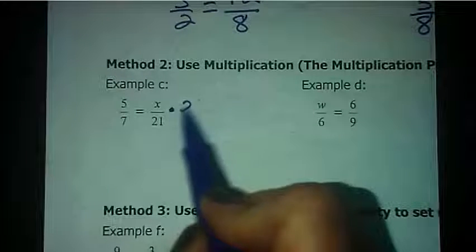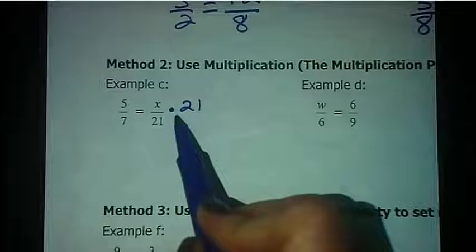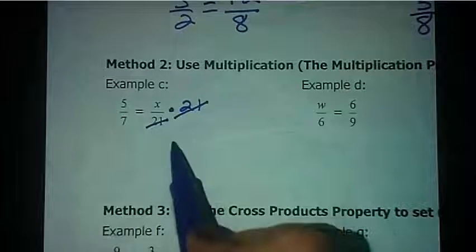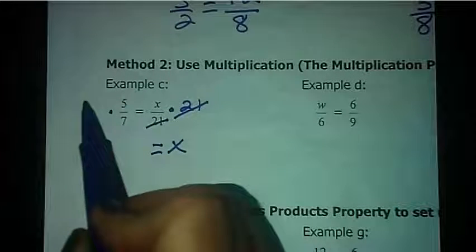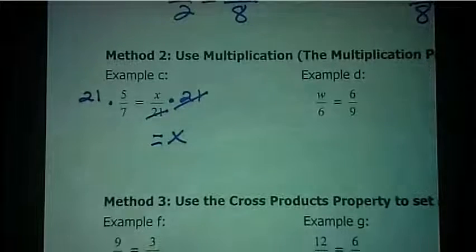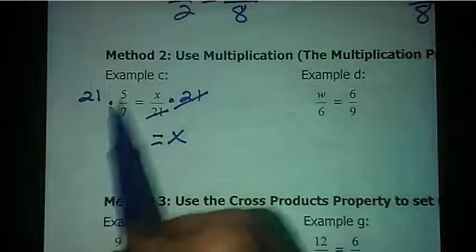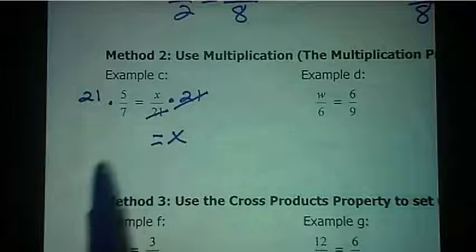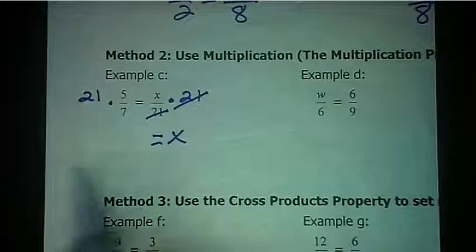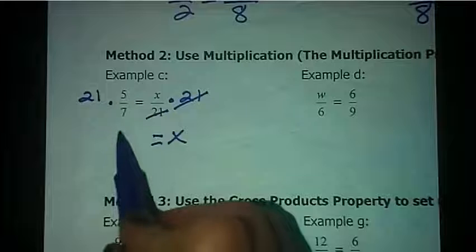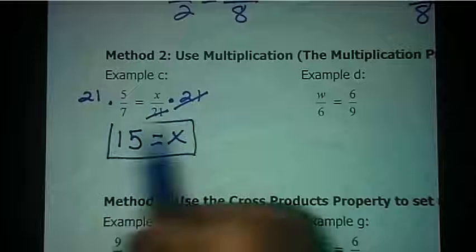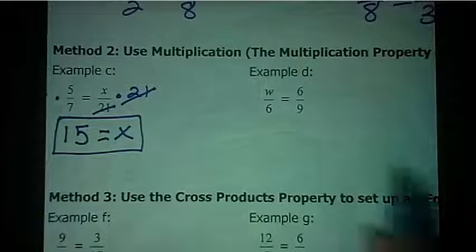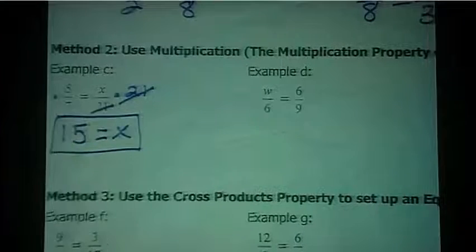So if I multiply this side by 21, my 21s go away, and I'm left with just an x over here. On this side, if I multiply by 21, you could type this right into your calculator. 21 times 5/7. Do what you need to do. Type it all in. I'm looking at my cheat sheet. 21 times 5/7 equals 15. So in this case, x is 15. The other side, I'm being told to zoom in.